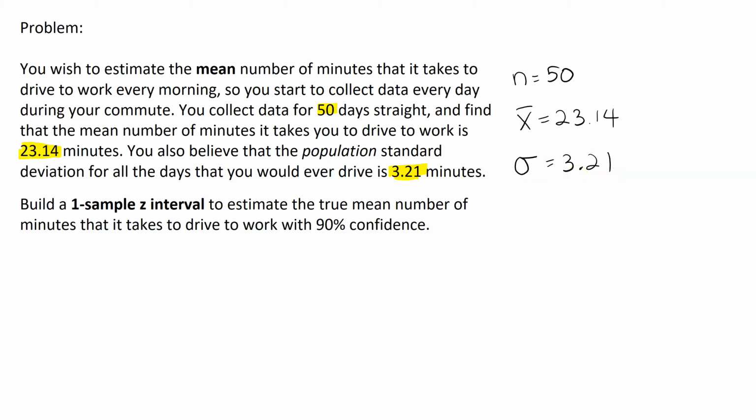And lastly, they want us to use a 90% confidence interval. So we have to figure out what is our Z star, our critical value that matches up with 90%. This is one of the common ones that we can use, but let's take a look at how we would calculate this Z star. Since we want to be 90% confident, our values need to capture 90% of the distribution.